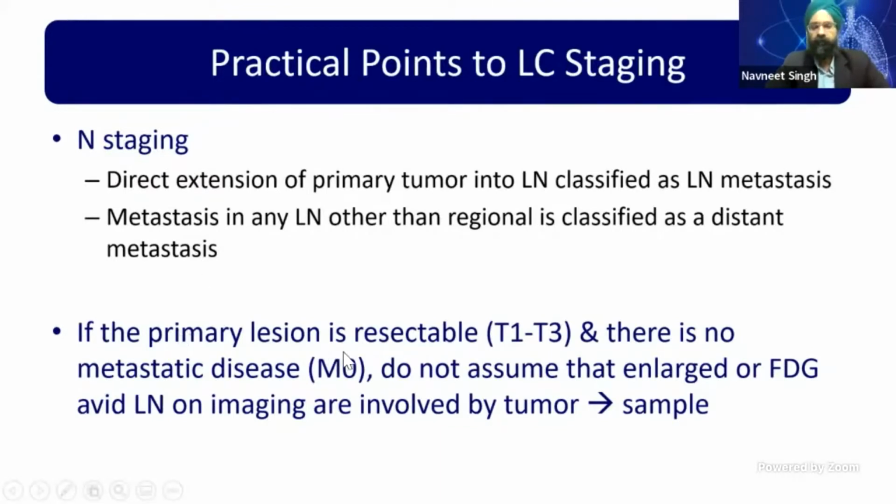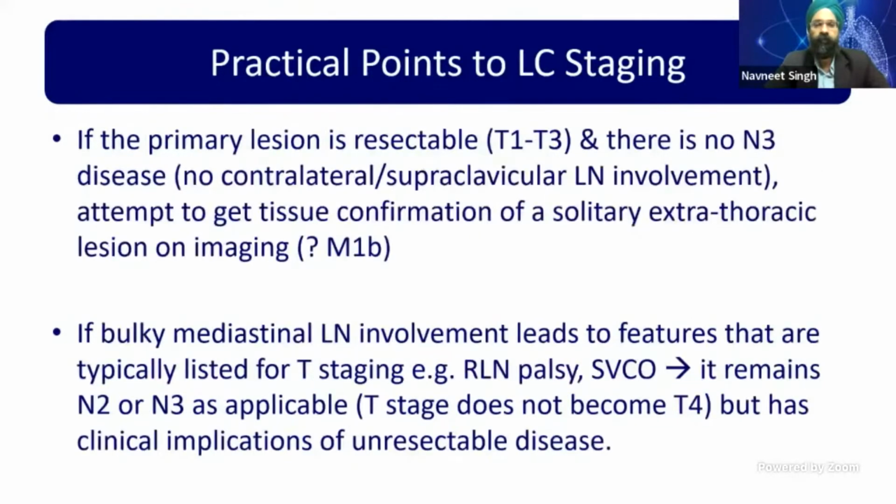The other thing is if the primary lesion is resectable, which is T1 to T3, and there is no metastatic disease, one should not assume that the enlarged or FDG-avid lymph nodes on imaging are involved by the tumor, and one must sample them because that can change management. Other thing is if the primary lesion is resectable and there is no N3 disease, which means no contralateral or supraclavicular lymph node involvement, one must attempt to get a tissue confirmation if there is a suspected solitary extrathoracic lesion on imaging.